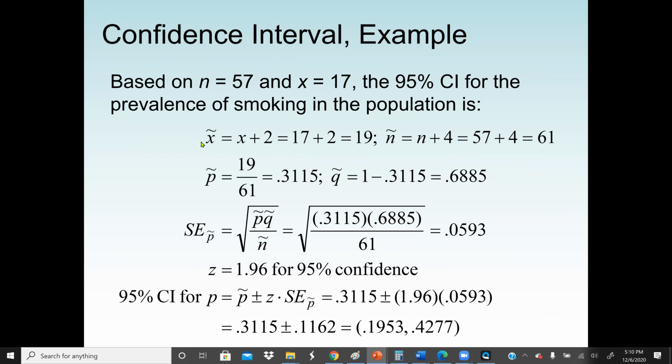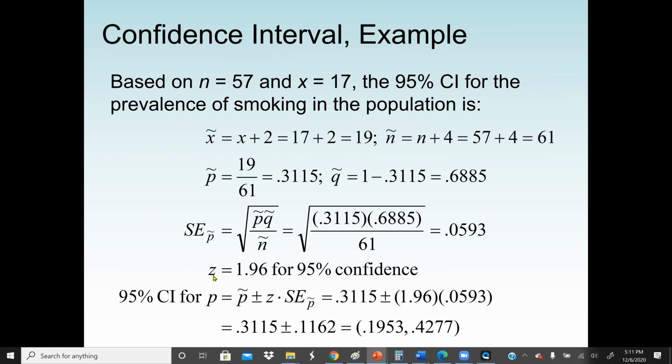Okay, so I know N bar and I know S bar, then I can find P bar, which will be, again, S bar over N bar, 19 over 61. That gives me 0.3115. If I know the P bar, I can find the Q bar, which will be 1 minus 0.3115, which will give me 0.6885. So now we have all the values to find the standard error: square root of P bar Q bar over N bar. We plug in the values, and we get 0.0593.